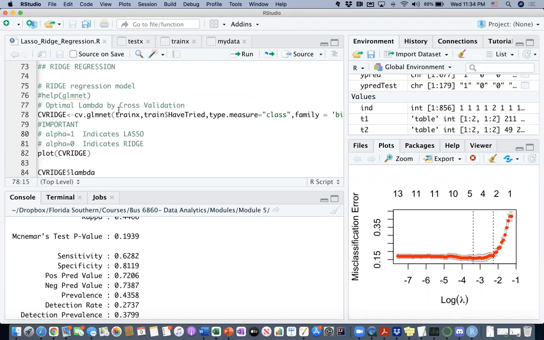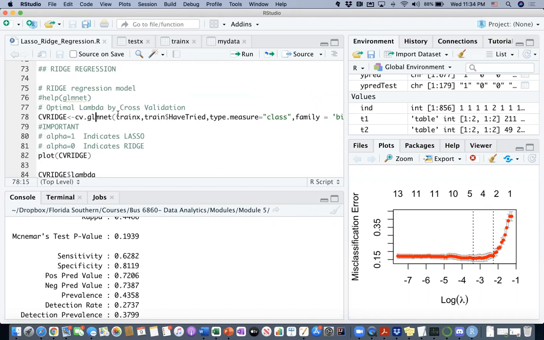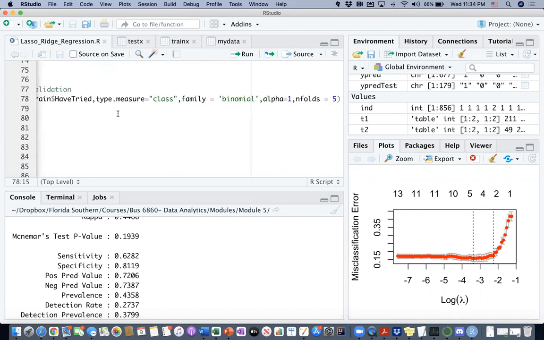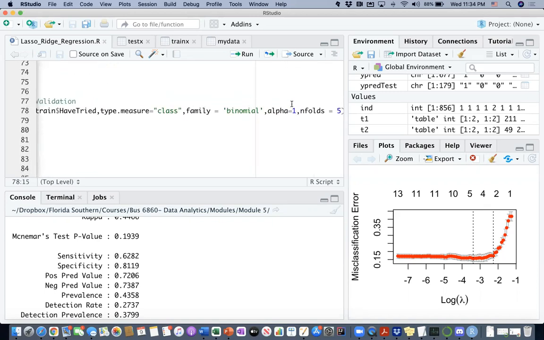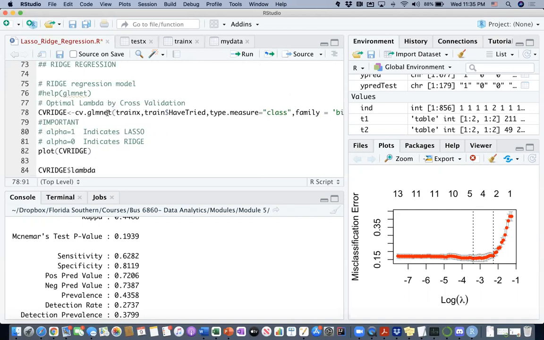So I mentioned in the previous video, the only difference between lasso and ridge in our implementation is the fact that we changed this alpha value from 1 to 0. If you change this alpha from 1 to 0, it actually becomes your ridge model. All right, so everything is going to be the same here in this function.